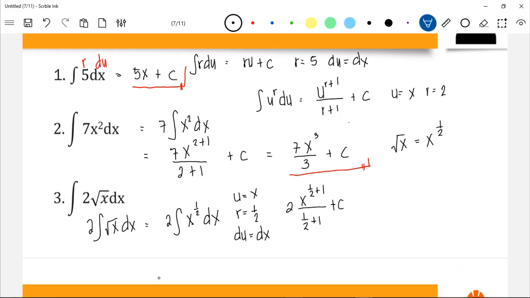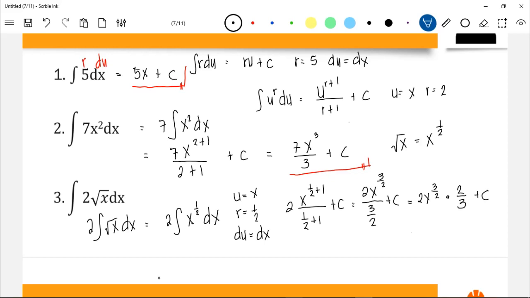Then don't forget the arbitrary constant c. So evaluate using your algebra: it's 2x raised to, when we have 1/2 plus 1, we have 3/2, over, at the denominator, 1/2 plus 1, that is 3/2. Then we have plus c. Now we can simplify the fraction by getting the reciprocal of the denominator and multiplying it by the numerator. That is 2x raised to 3/2 times the reciprocal of the denominator, that is 2/3, plus c. And then our answer here is 4/3 x raised to 3/2 plus c.